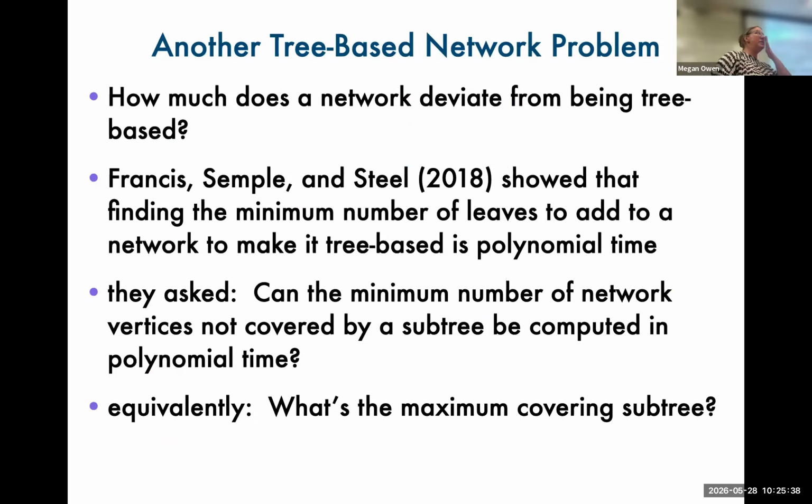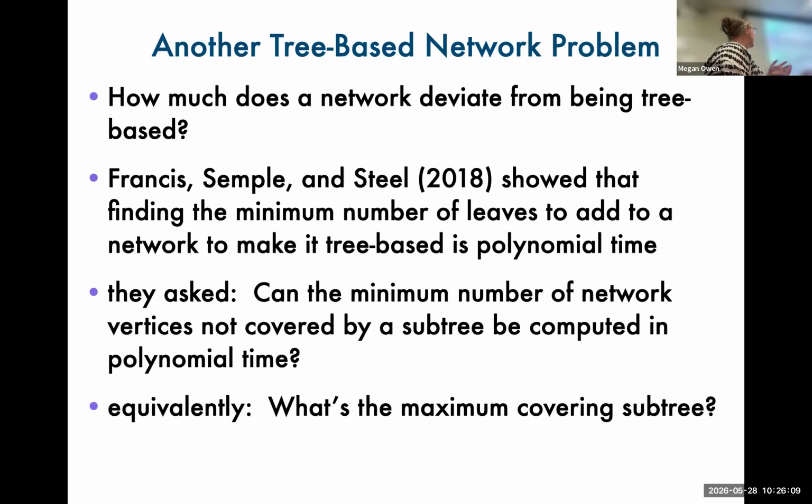Then there were some more papers on it, and another paper looked at the question of how much a network deviates from being tree-based. Could you use it to measure how complicated these networks are? That paper by Francis, Semple and Steel showed, for example: given this network, how many leaves do you have to add so that it's tree-based?